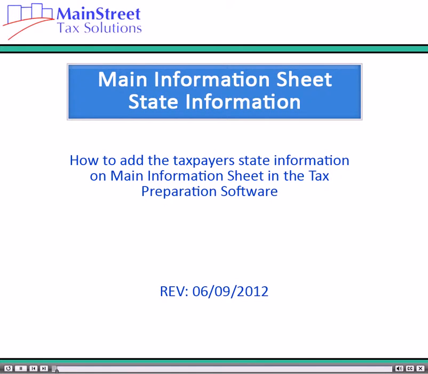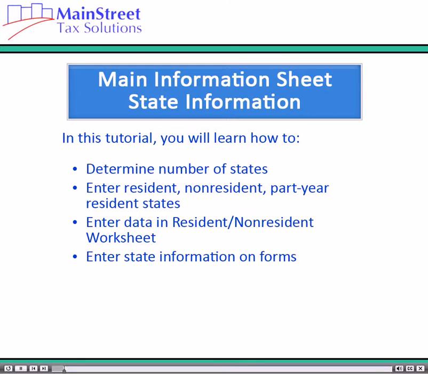This tutorial will continue to walk you through how to fill out the main information sheet in the software by completing the taxpayer's state information. In this tutorial, you will learn how to determine the number of states that can be prepared in the software on one return, enter resident, non-resident, part-year resident states in the software, enter the appropriate data in the resident, non-resident worksheets, and enter state information on Forms W-2, W-2G, and 1099-R.